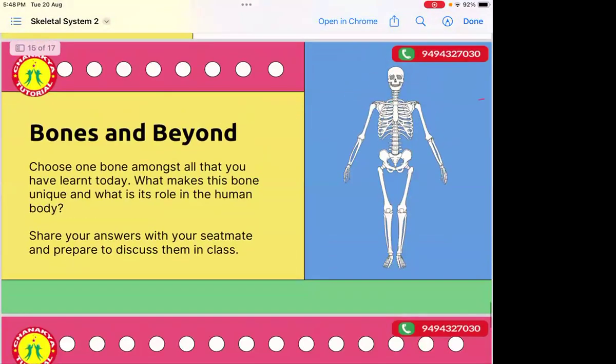Okay, so bones and beyond: choose one bone amongst all that you have learned today. What makes this bone unique and what is its role in the human body? Share your answer with your seatmate and prepare. So this week we will not be doing this, we will be going to the next one.